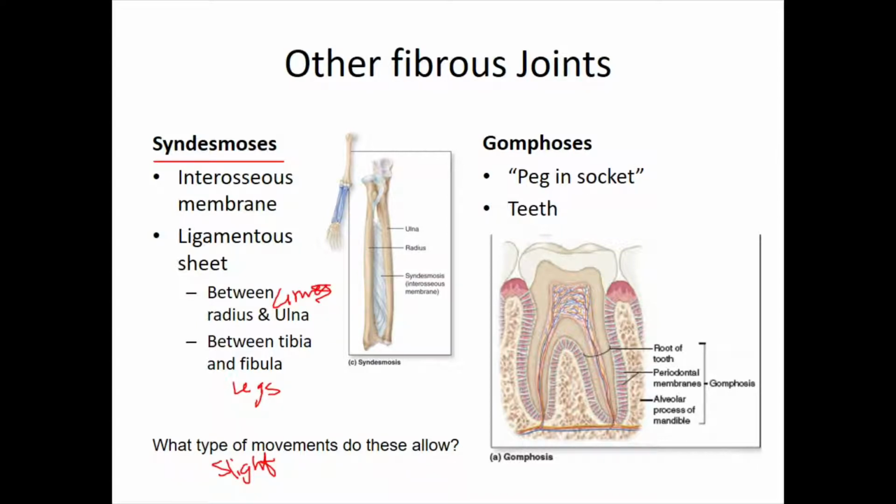Gomphoses, these are our teeth. There are these periodontal membranes, which are the dense connective tissue. These should be immobile. We don't want our teeth rattling around as we're eating and talking.